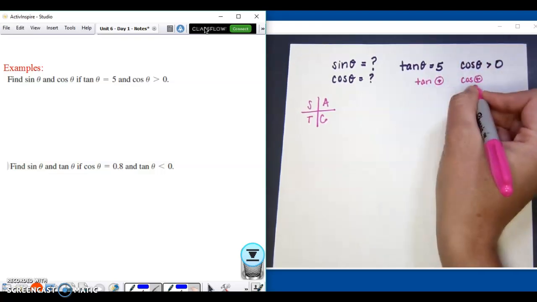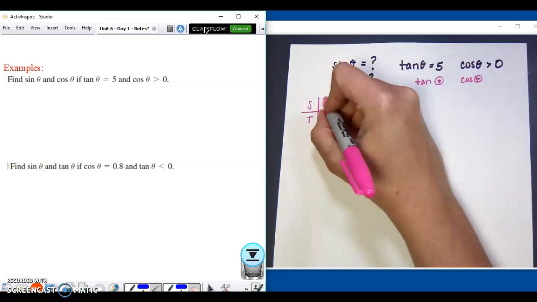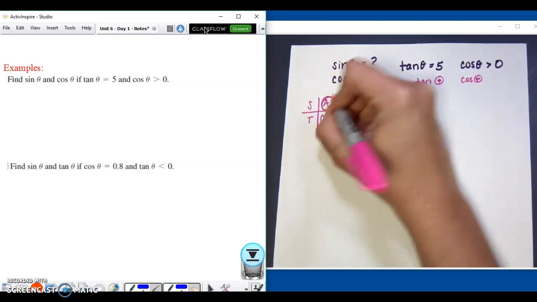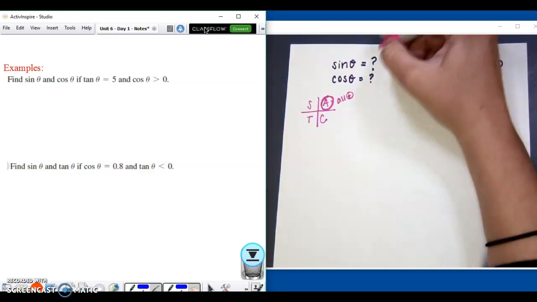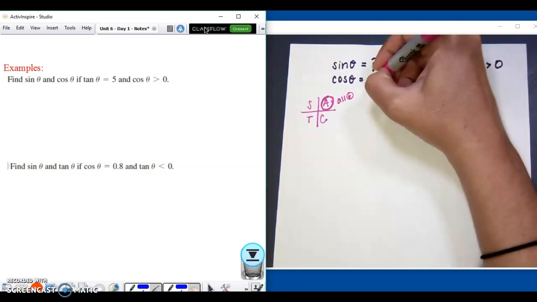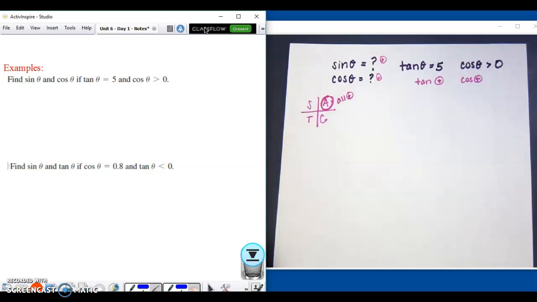So if more than one trig function is positive, that means this would have to fall in the first quadrant where they're all going to be positive. So when we finish, sine should be positive and cosine should be positive according to what we just figured out here. Okay, so we don't have to worry about negative. Okay, they are giving us tangent.